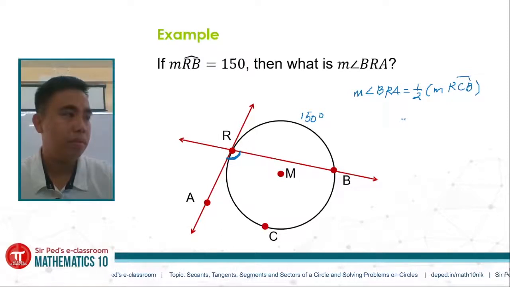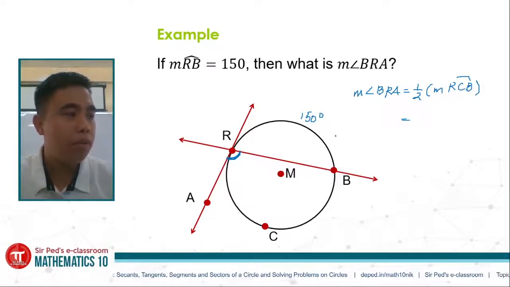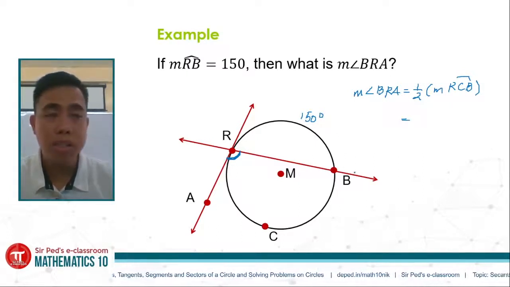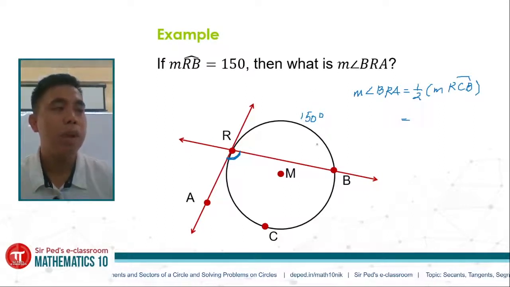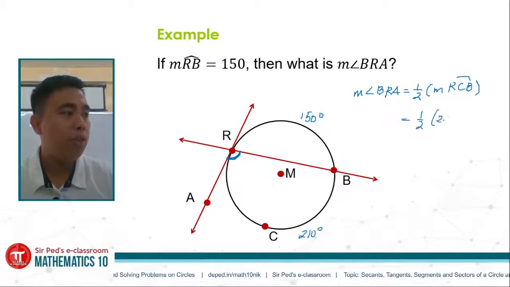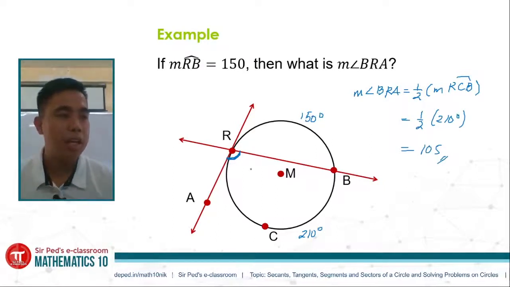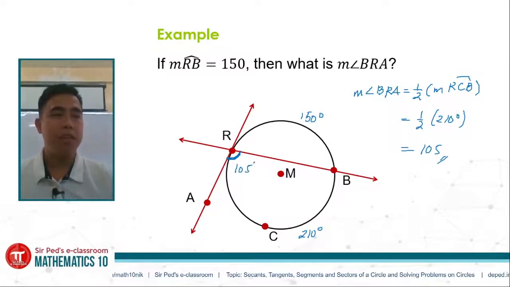RCB. But we don't know the measure of arc CB. But take note that the sum of the arcs of the whole circle is equal to 360. So 360 minus 150 is equal to 210 degrees. Then 1/2 of 210 degrees is equal to 105 degrees. So the measure of that angle is 105 degrees.